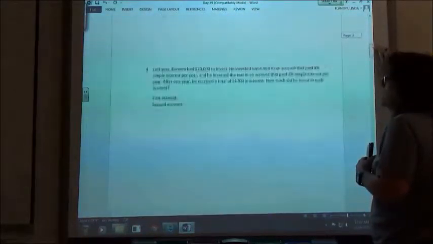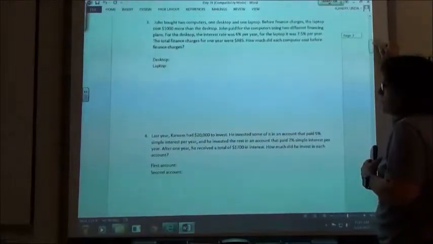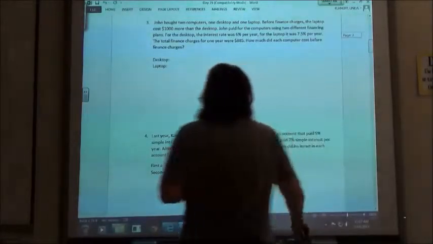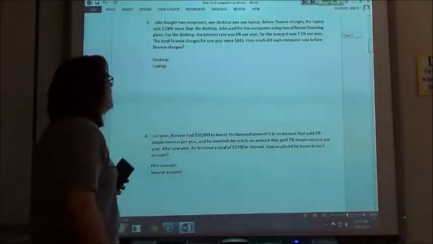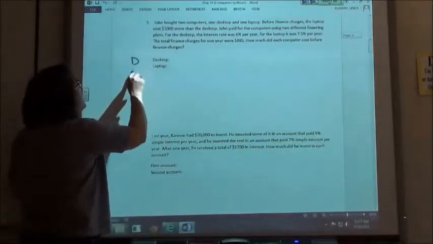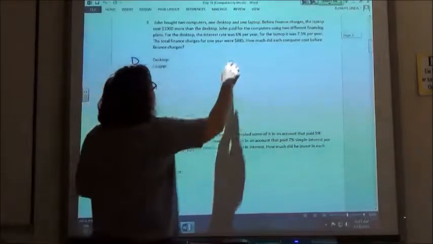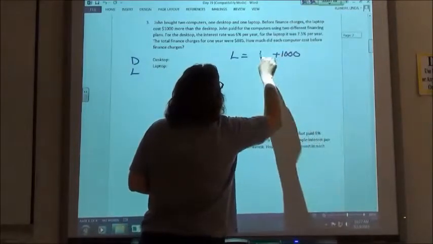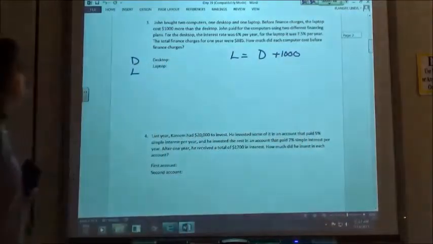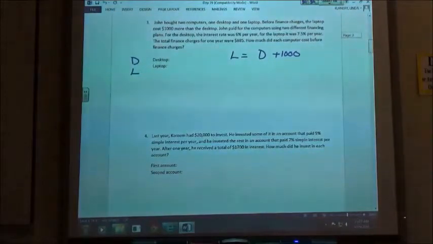Number 3, same kind of thing. John bought 2 computers, 1 desktop and 1 laptop. Before finance charges, the laptop cost $1,000 more than the desktop. So I have my desktop and my laptop, and it says the laptop is $1,000 more than the desktop, D plus 1,000.